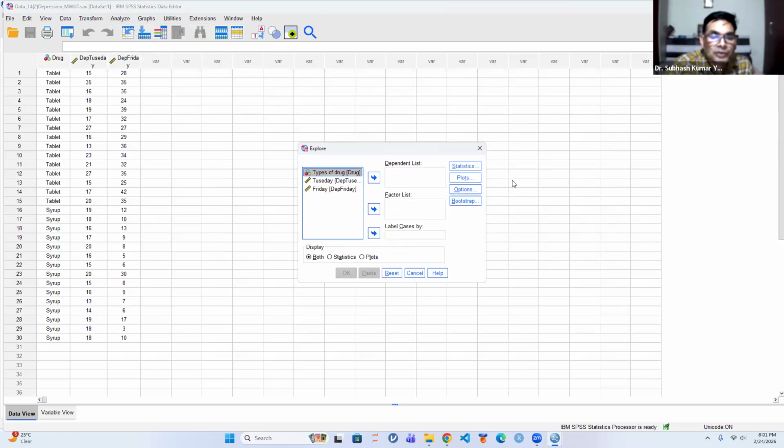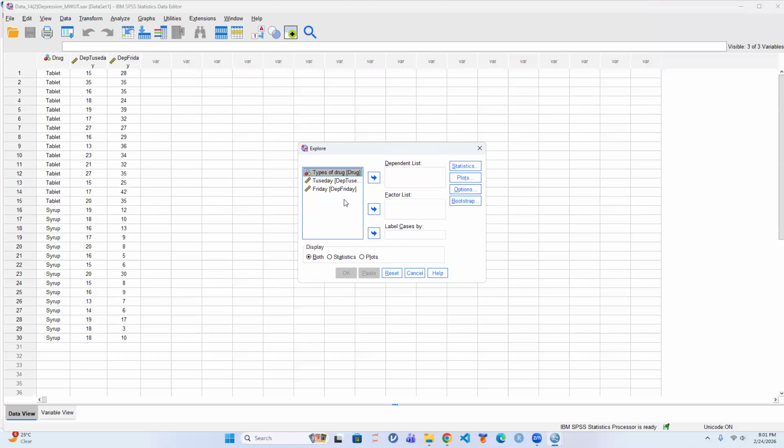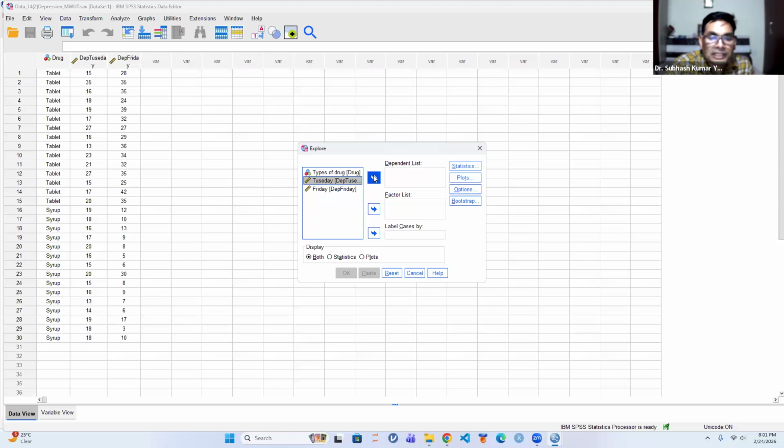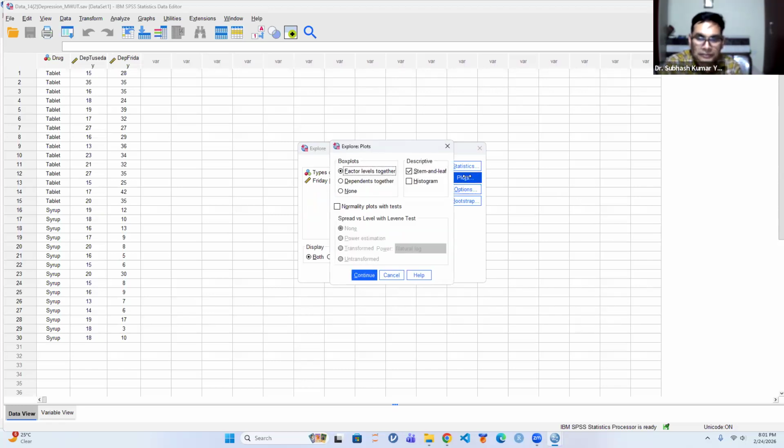So this dialog box will open. Whichever variable you want to check, just put that variable in the dependent list. Here you can check both, but we are checking just one. Then go for Plots only here, untick this one, and put a tick on Normality plots with tests.